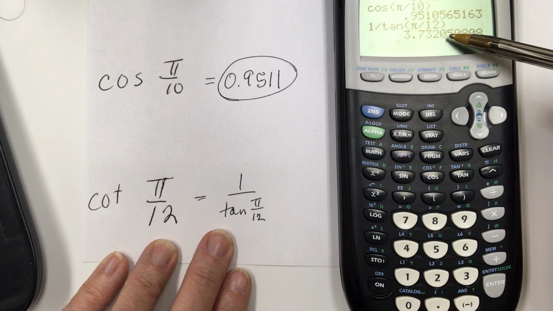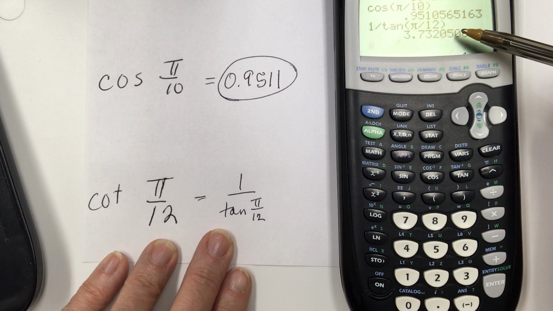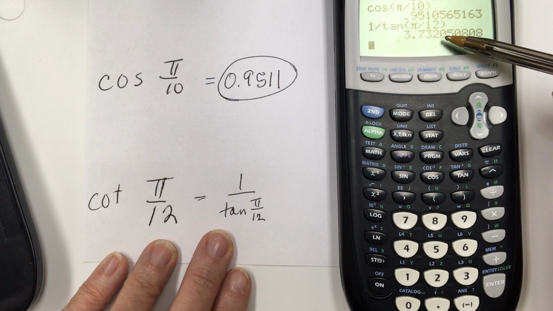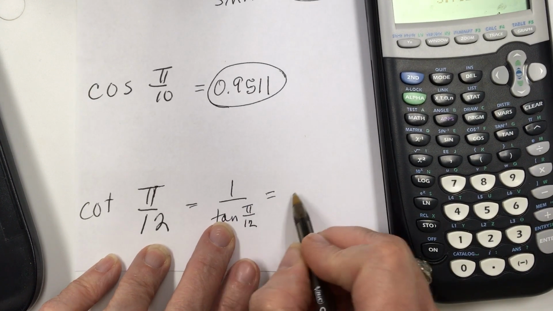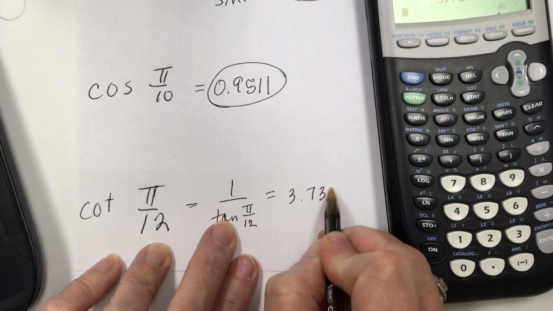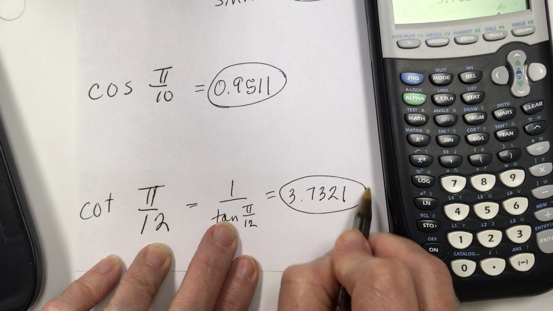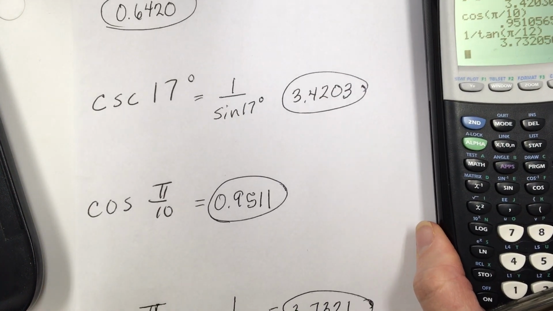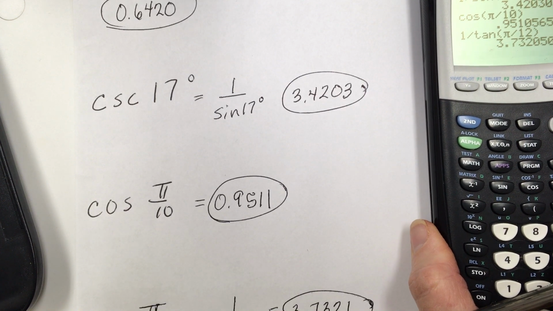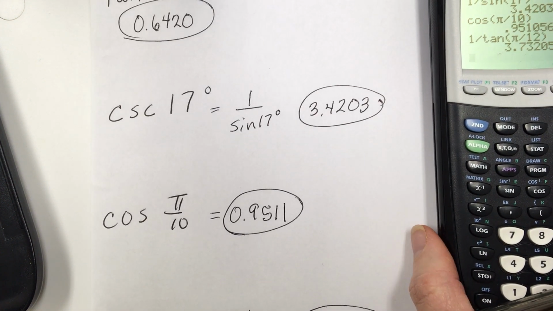Therefore, I end up with 3.7320. Does that 0 need to stay a 0, or does it need to become a 1? If it's 5 or greater, it becomes a 1, and mine is. So I end up with my final answer being 3.7321. So this is how we use a calculator to find trig values and round them to 4 decimal places.